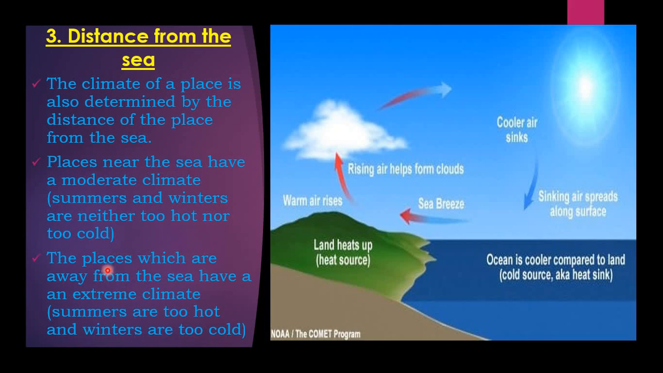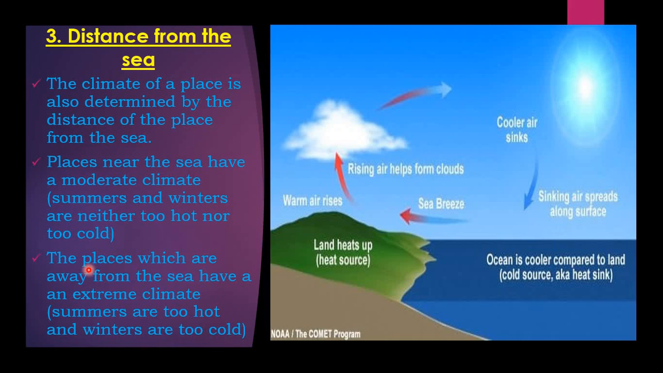See children, don't get confused. You see the second point. Places near the sea have a moderate climate. In both seasons, summer and winter, it is neither too hot nor too cold. They are moderate, can be adjusted to, and people can survive better.